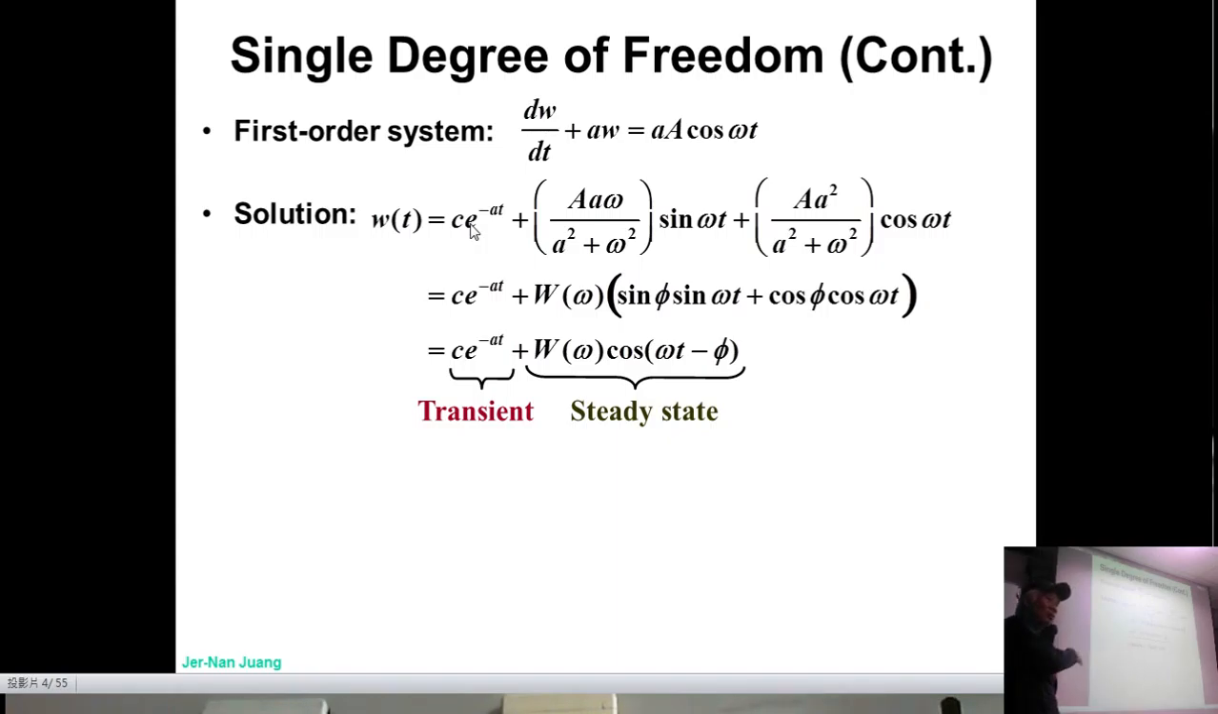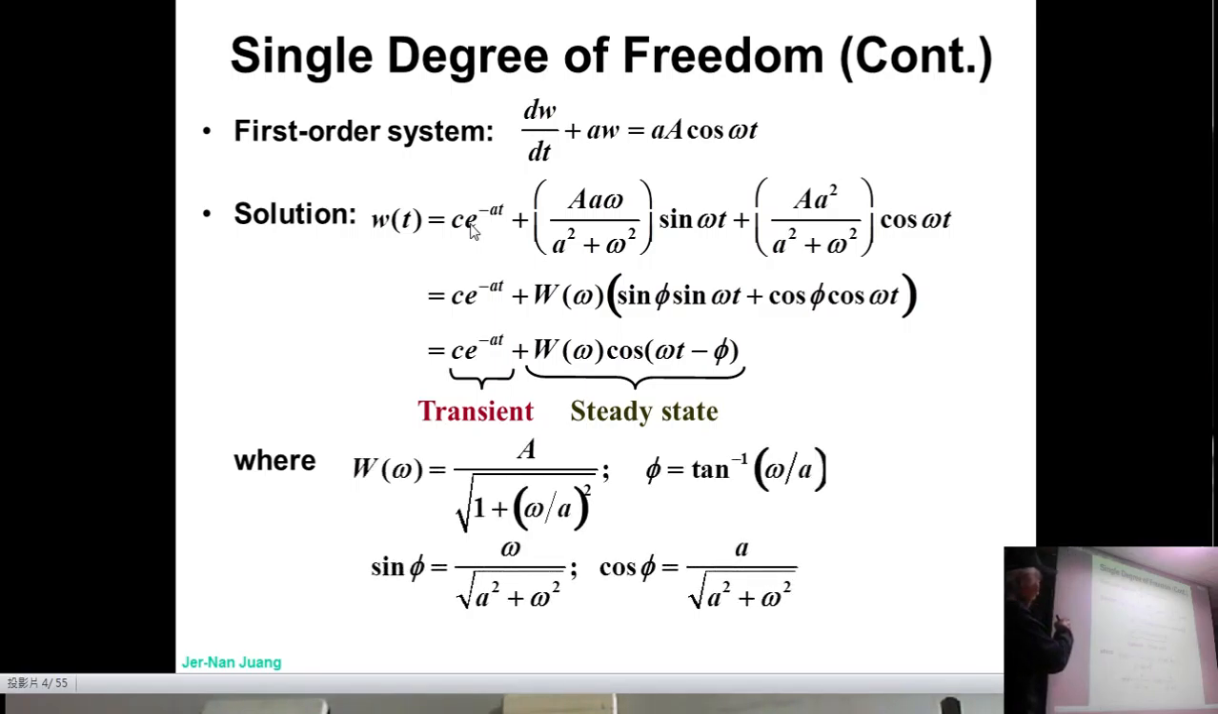So assume your initial conditions are 0, then C will be 0. Okay? Understand? Both terms are important, not just one term. But in control, all the control deals with steady state. We don't really deal with the transient response at all. All right, we'll tell you why.